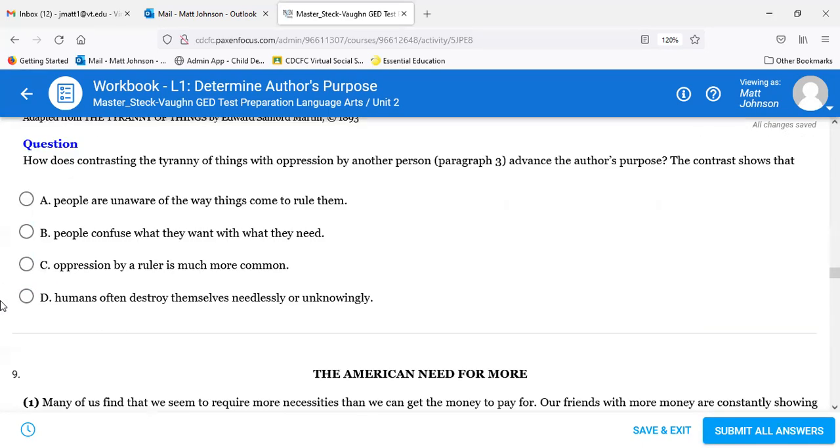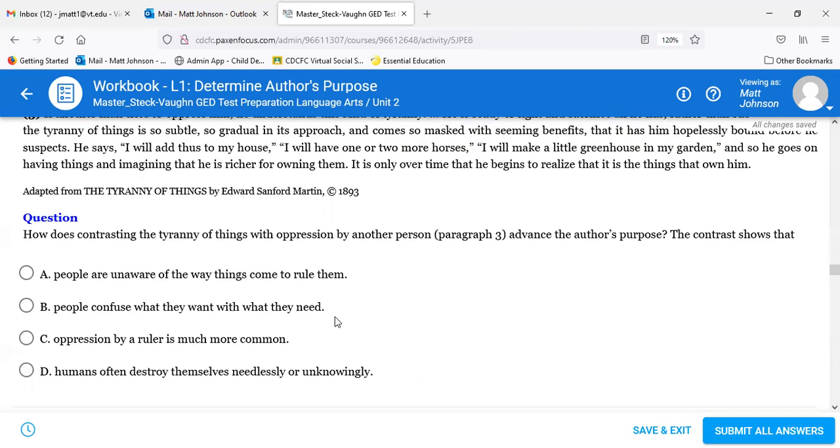8, how about Grace? You want to read 8 for us? How does contrasting the tyranny of things with oppression of another person, paragraph 3, advance the author's purpose? The contrast shows that A, people are unaware of the way things come to rule them. B, people confuse what they want with what they need. C, oppression by a ruler is much more common. And D, humans often destroy themselves needlessly or unknowingly.